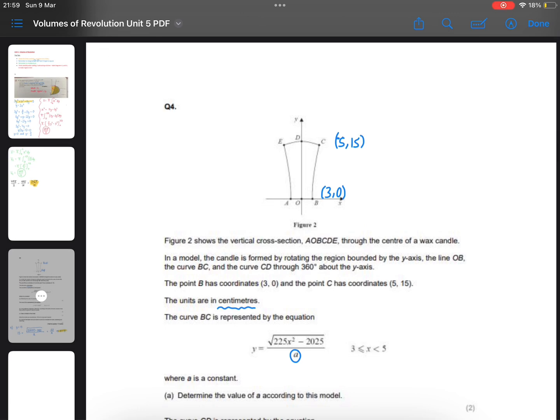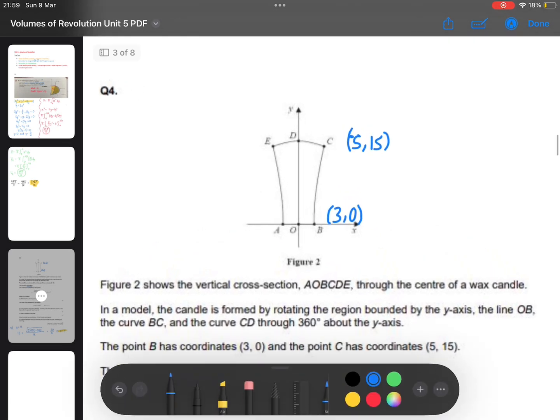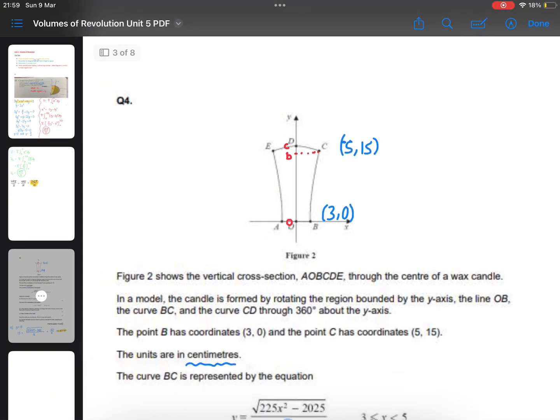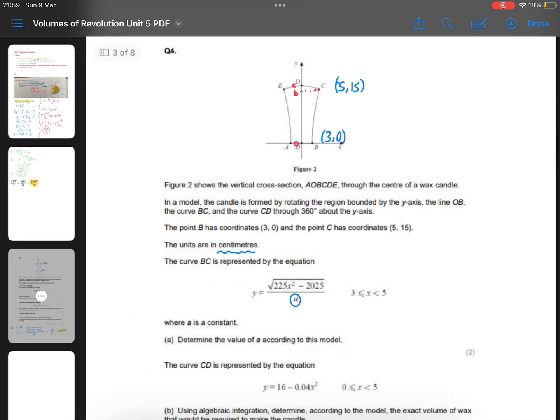So here we have essentially two volumes. First of all, splitting it down here, we have the volume between whatever value of y this is, I'll call this b, and 0 under the curve BC. And then we have between b and whatever the y value of d is, I'll call that c, under the curve CD. So we have two volumes there, and we need to add them together in order to obtain our final volume of the candle.